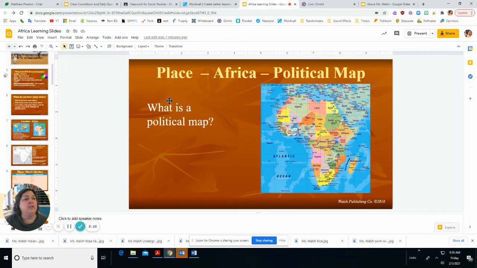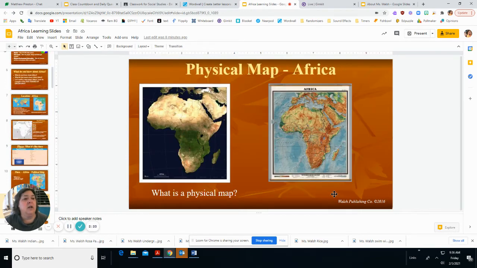First of all, here's a political map. A political map is how humans divide up an area of land. And Africa is divided into, I believe, 52 or 54 countries. A physical map shows what the physical features of Africa are. So we can see where there are mountains. We can see where there are deserts. We can see here that there is a view from space, a satellite picture of Africa.